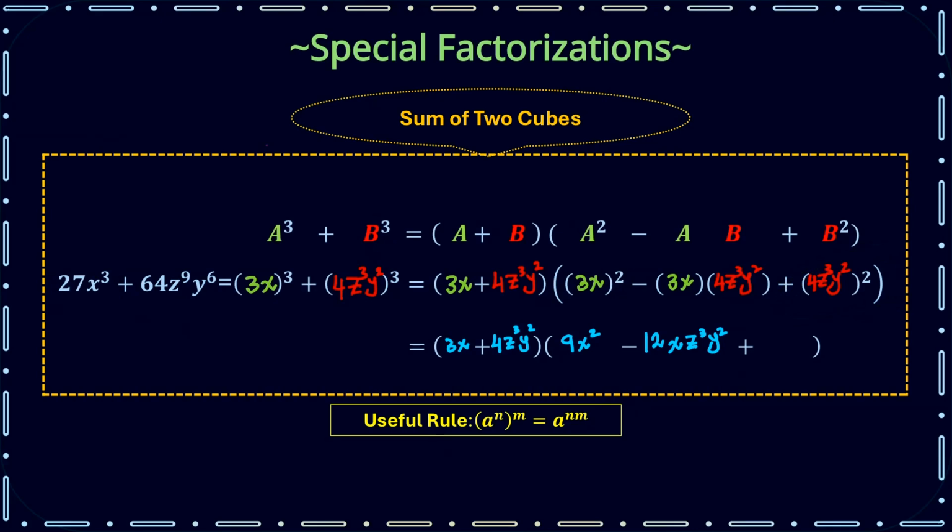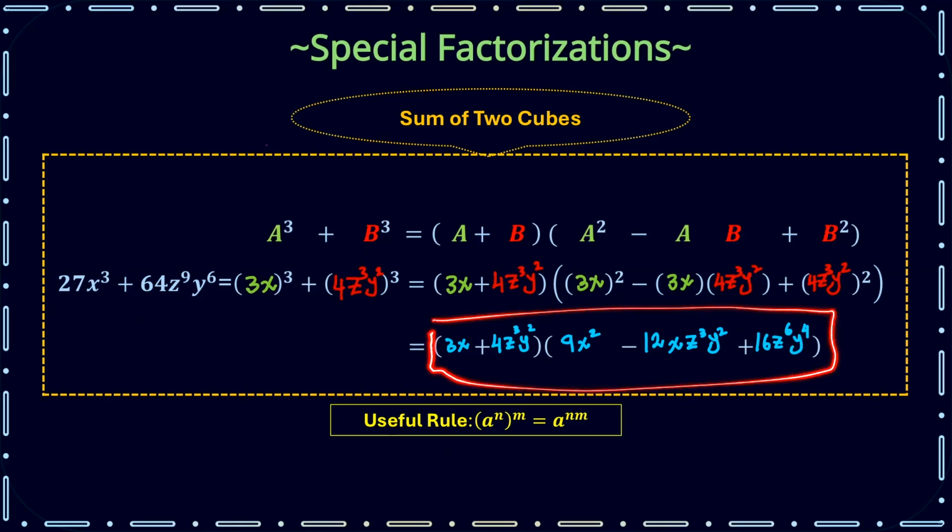And then lastly, we're going to square 4z cubed y squared. The square of 4 is 16. The square of z cubed is z to the power of 6. And again, that's by this property. And the square of y squared, multiply the exponents. You get y to the power of 4. And here you have the factorization of 27x cubed plus 64 z to the 9 y to the 6.